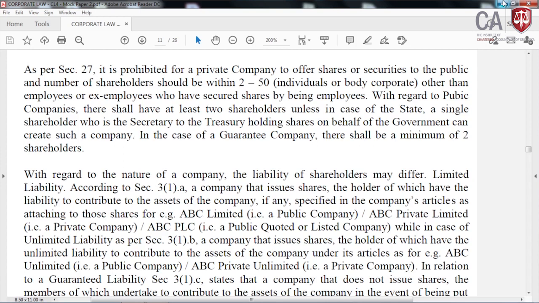While in the case of an unlimited liability company, as per section 3.1b, a company that issues shares, the holders of which have unlimited liability to contribute in case of a bankruptcy or closure to the assets of the company under its articles, as for example ABC Unlimited, which is a public company, and ABC Private Unlimited, which is a private company.